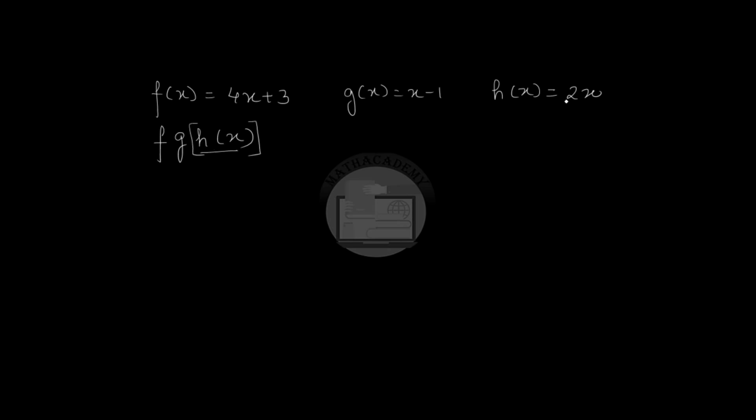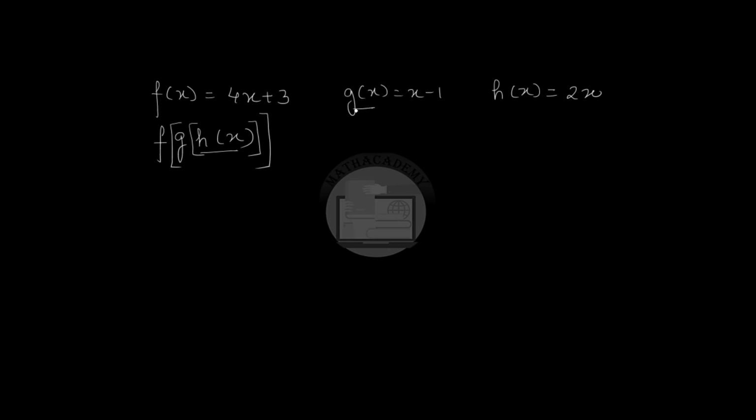f of x, let us take the same function, 4x plus 3. g of x, let it be x minus 1. And let there be a third function, h of x as 2x. And we have to find f of g of h of x. So what is our innermost function? h of x. First, we know h of x is 2x. First, we will be finding g of h of x.